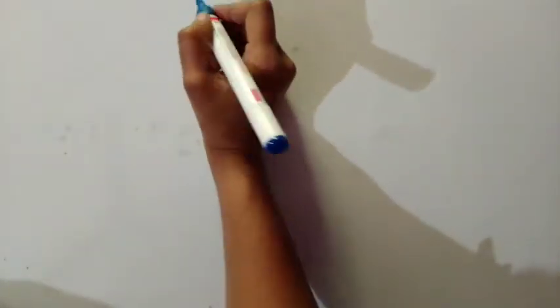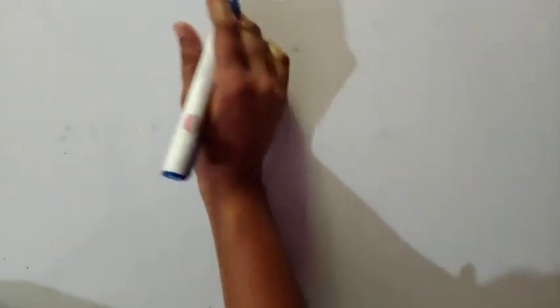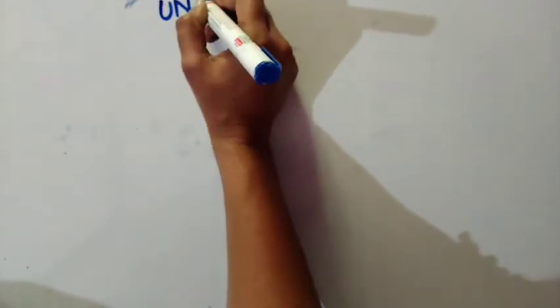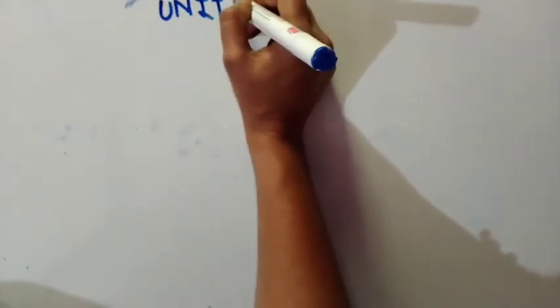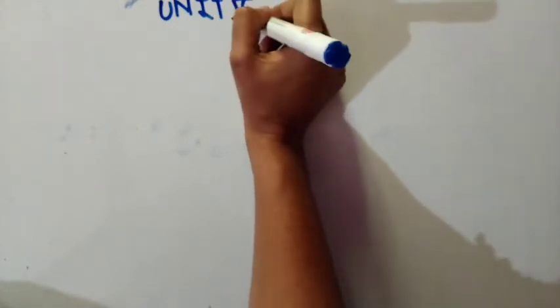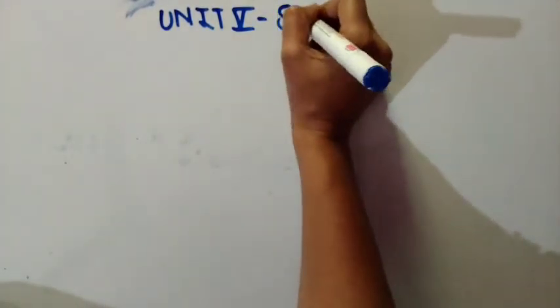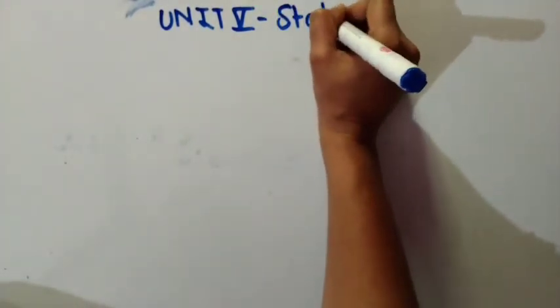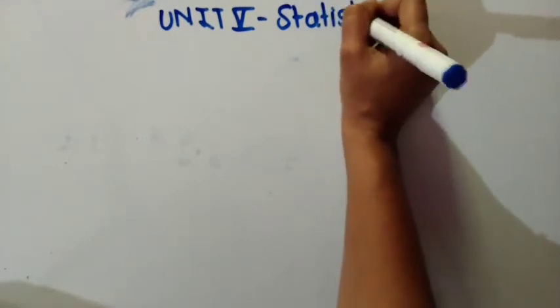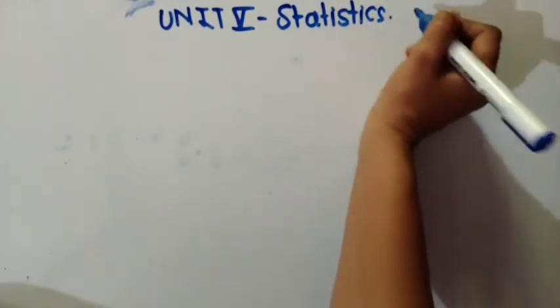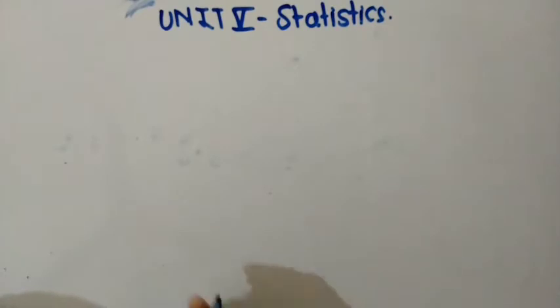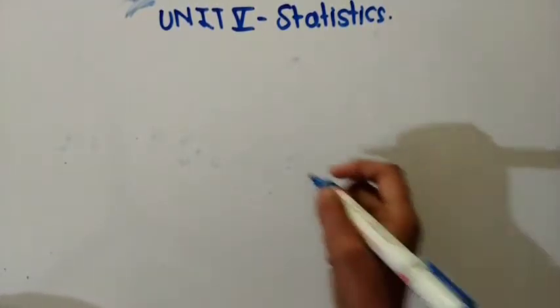So, in this chapter, we studied Unit 5, Statistics. So, what is statistics and how to find out the statistics?